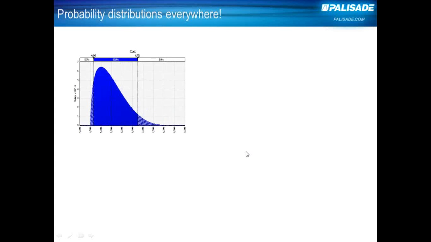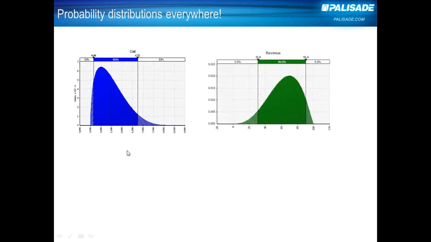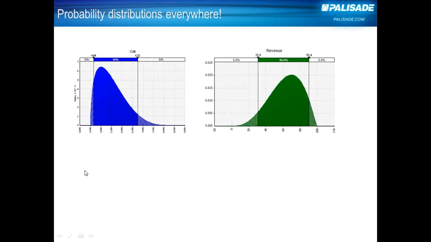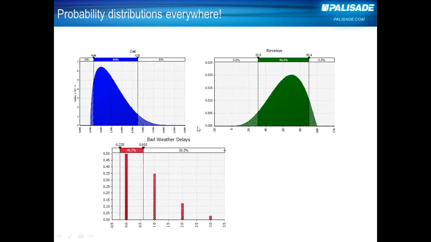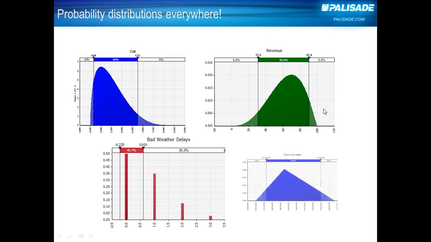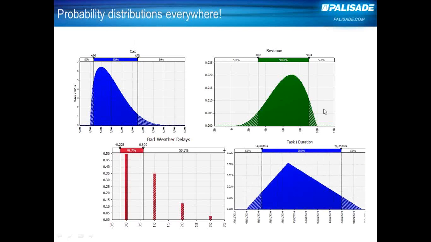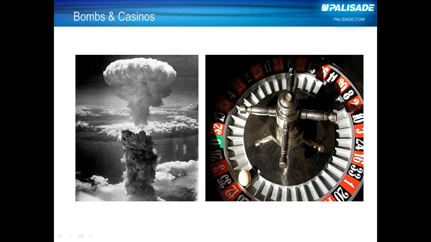And so there might be uncertainty about cost, about revenues, about whether or not various risk events happen. It might be bad weather delays, it might be earthquakes, it might be terrorist attacks, whatever the risks are in a particular field. It could be durations, how long a particular task takes, like my journey time to work. And so we have all these probability distributions which exist everywhere. In the future, we can try and capture them and characterize them.